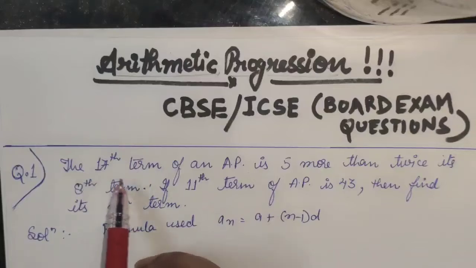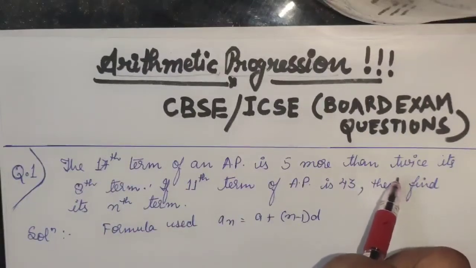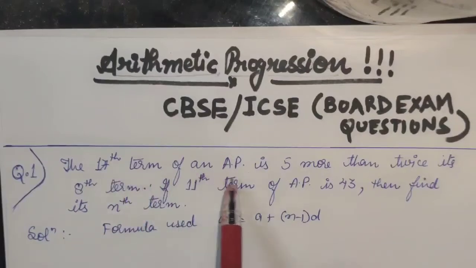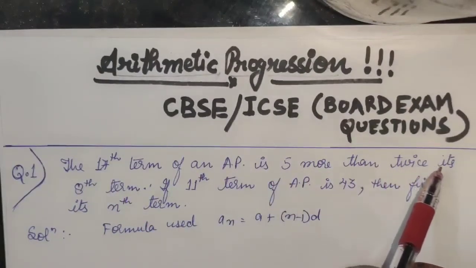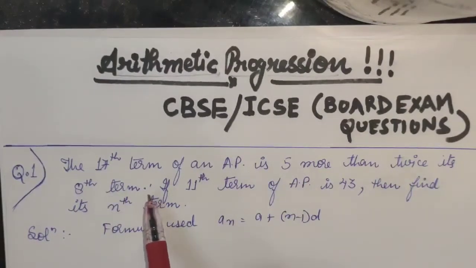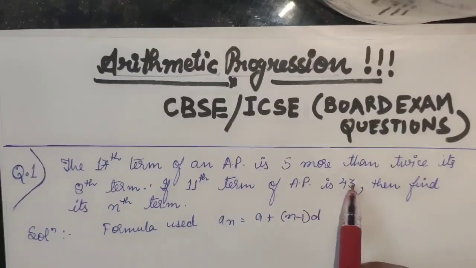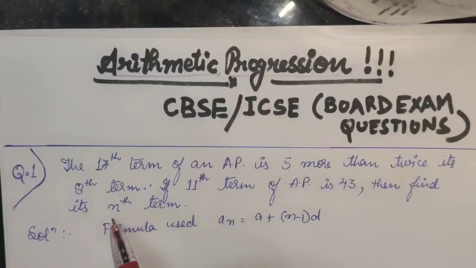You can see the question has been written here. The question says the 17th term of an AP is 5 more than twice its 8th term. Also the 11th term of AP is 43. You have to find the nth term.